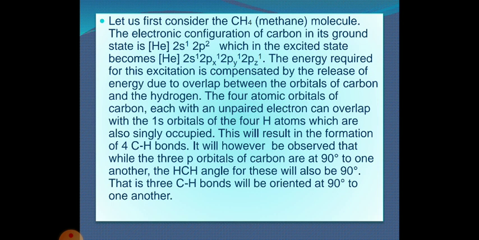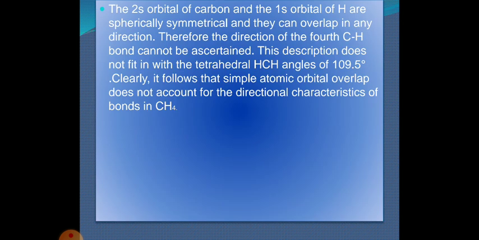It will however be observed that while the three p orbitals of carbon are at 90 degrees to one another, the HCH bond angle for these will also be 90 degrees, that is, three C-H bonds will be oriented at 90 degrees to one another. Now the 2s orbital of carbon and the 1s orbital of hydrogen are spherically symmetrical and they can overlap in any direction. Therefore the direction of the fourth C-H bond cannot be ascertained, meaning this bond is formed in between the x, y and z axes.